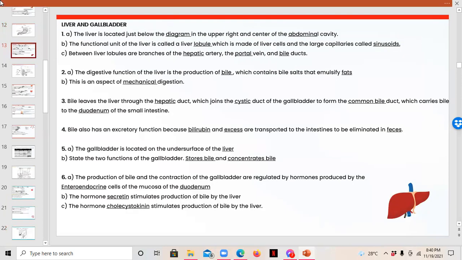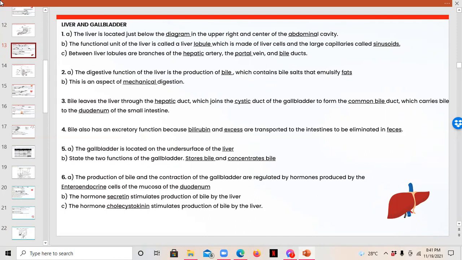Liver and gallbladder. Number 1A. The liver is located just below the diaphragm in the upper right and center of the abdominal cavity. Letter B. The functional unit of the liver is called a liver lobule, which is made of liver cells and the large capillaries called sinusoids. Letter C. Between liver lobules are branches of the hepatic artery, the portal vein, and bile ducts.